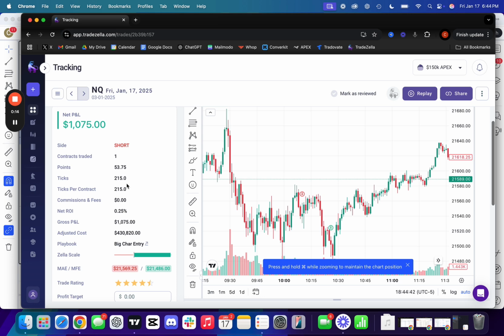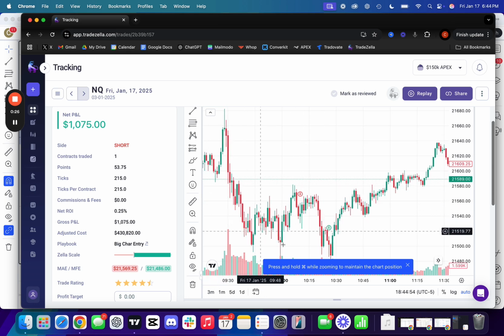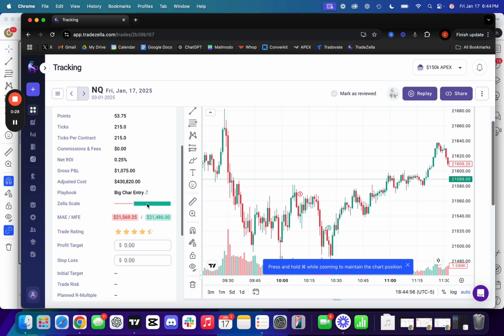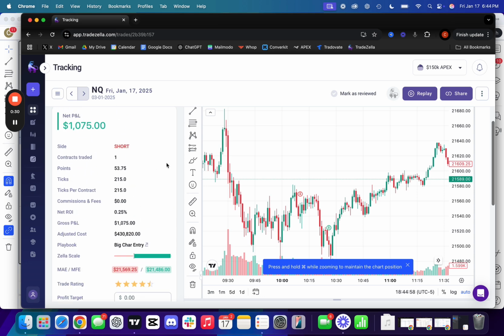I never go live, but my buddy asked me to go live in his Discord, so I did, and the whole gang caught this 53-point move, 215 ticks. It was a $1,000 trade. We caught shorts, so let me just break it down and explain to you how it worked, why it worked, and how I take the same trade every single day.